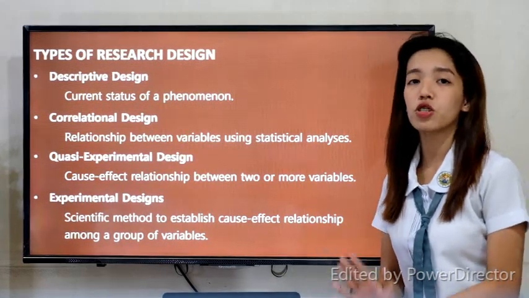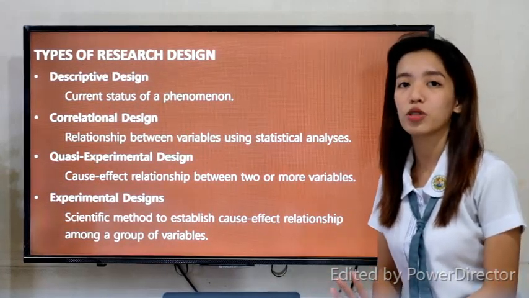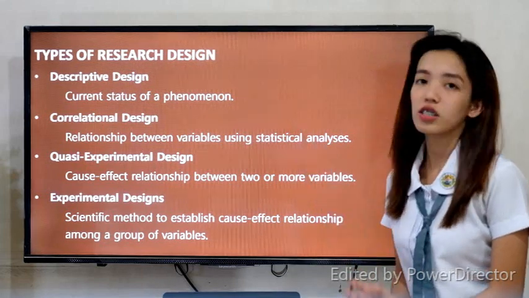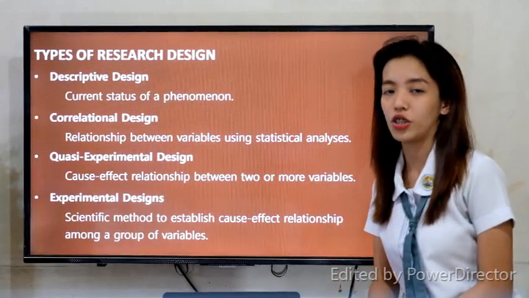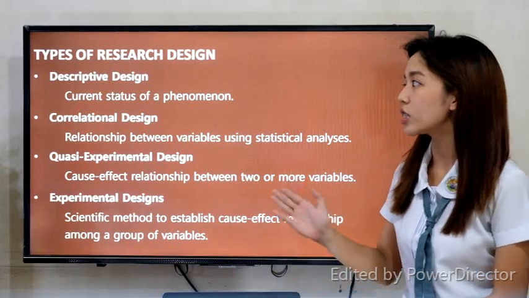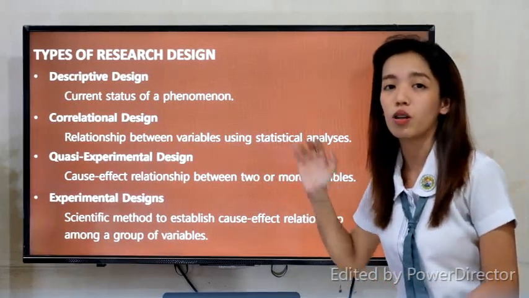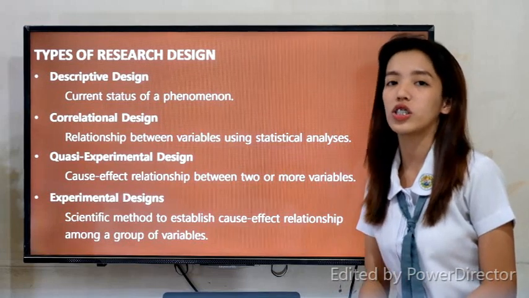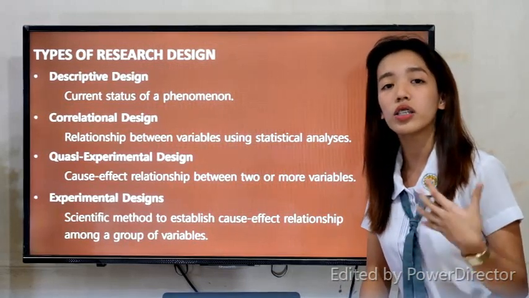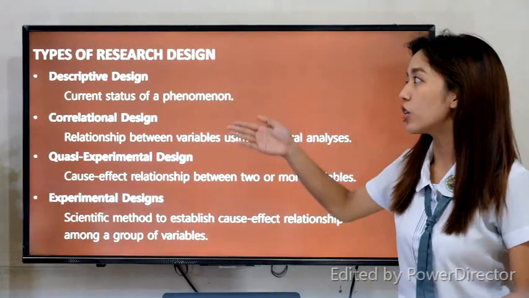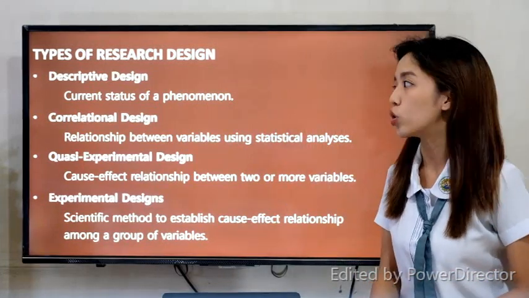Okay, for the types of research design, we have four main types. First is the descriptive design. It is the most common type of design used by researchers. Descriptive design seeks to describe the current status of the phenomenon. The researchers do not begin with a hypothesis, but once the data has been collected, the descriptive design is the one that's used.